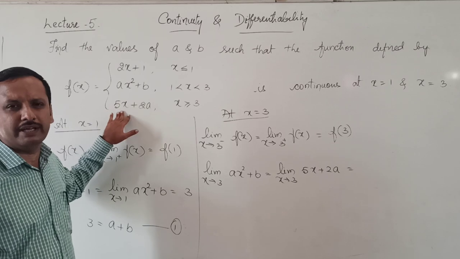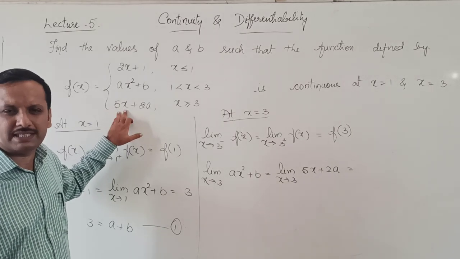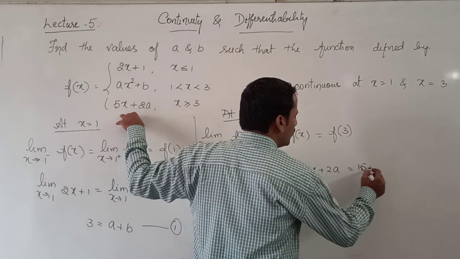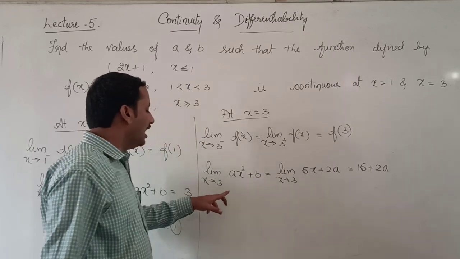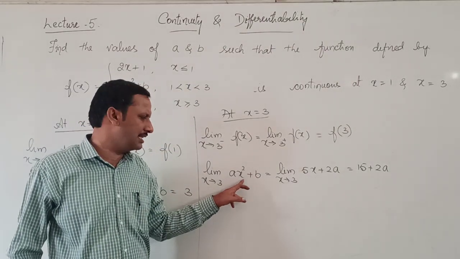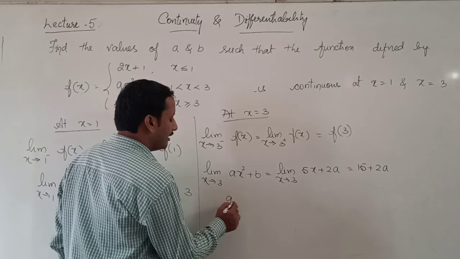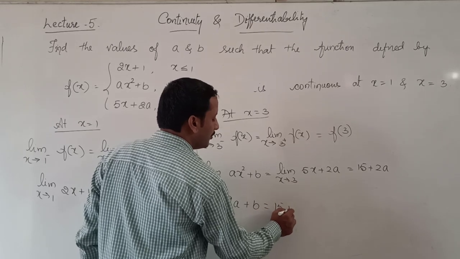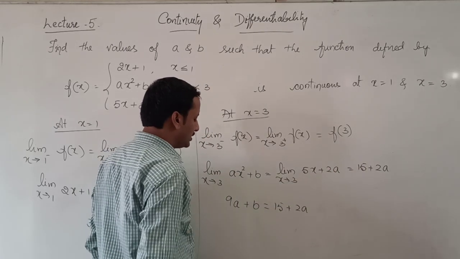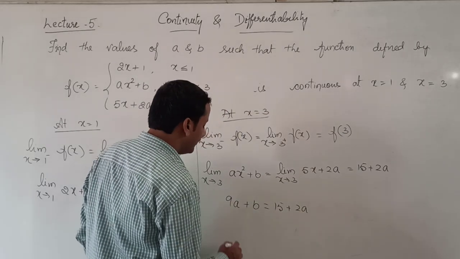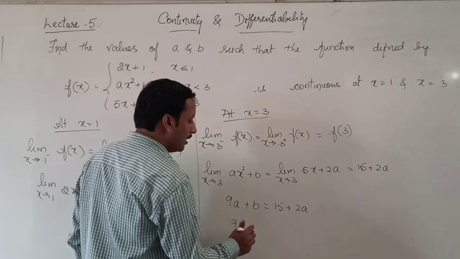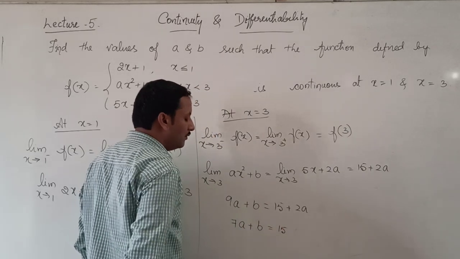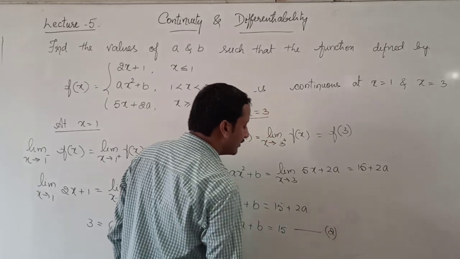At x equal to 3, we get 5 into x; in place of x, I should substitute 3. 5 into 3, 15 plus 2a. Apply the limit here. Put x as 3. 3 squared is 9, 9 into a, 9a, plus b is equal to 5 into 3, 15 plus 2a. Bring 2a to this side, 9a minus 2a will give you 7a. 7a plus b is equal to 15. I treat this as equation 2.